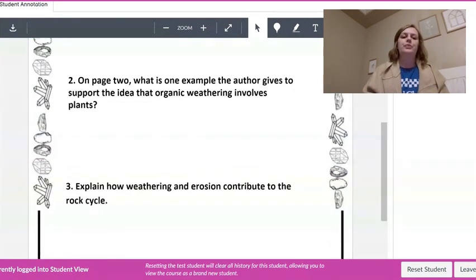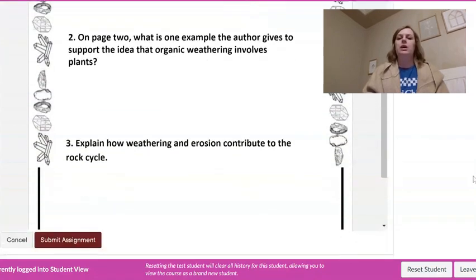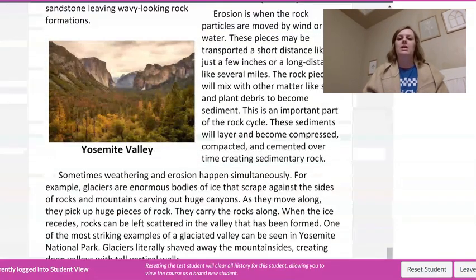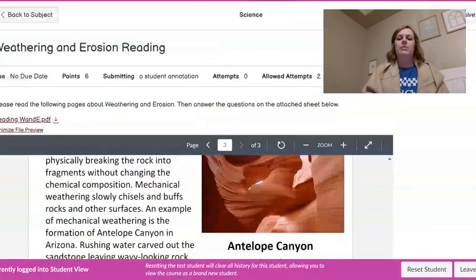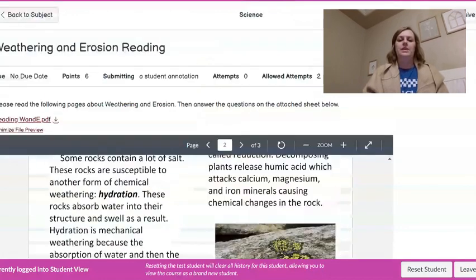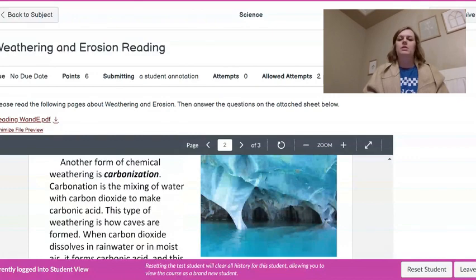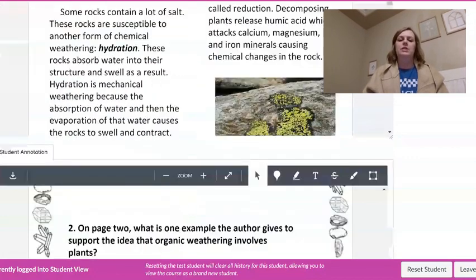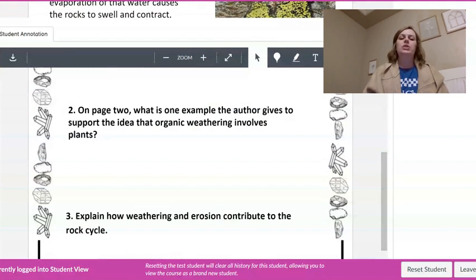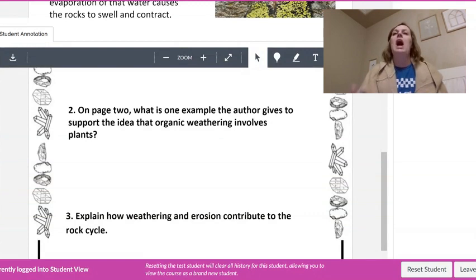Okay, question 2. On page 2, that's the one that has the cave and the lichen. It looks like maybe. This one is page 2. So look at that page to answer this second question. On page 2, what is one example the author gives to support the idea that organic weathering involves plants? So look on that page, find organic weathering. How do we know that organic weathering involves plants? How does the author let us know that?